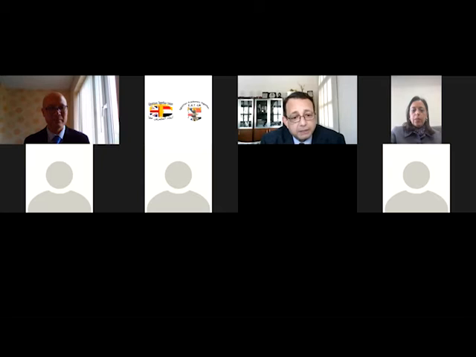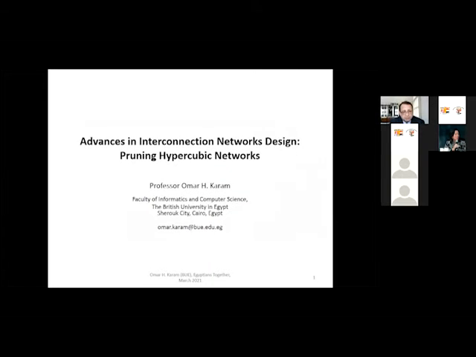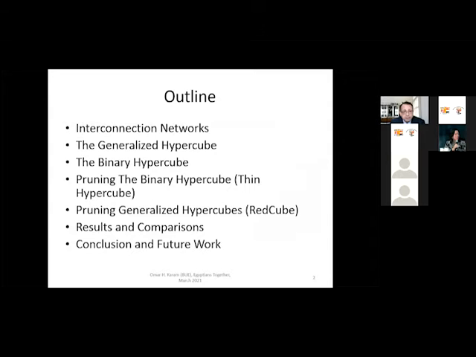and specifically interconnection networks. So the topic is advances in interconnection networks design, pruning hypercubic networks. I'm going to define interconnection networks and then talk about two specific types, which are the generalized hypercube and the binary hypercube, and then how we can improve or modify some of their characteristics and connectivities and why we're doing this. And then we'll see if that has some elements of success, hopefully.